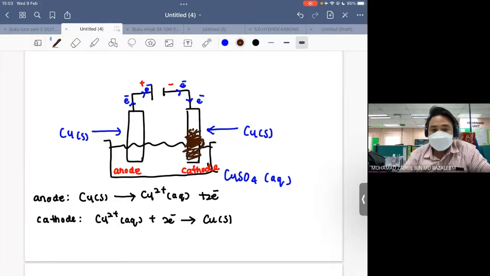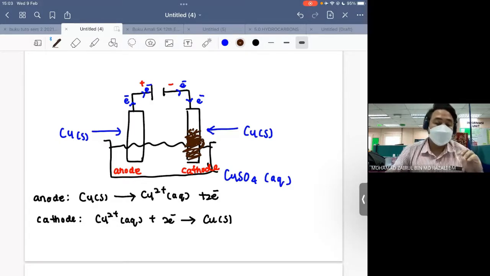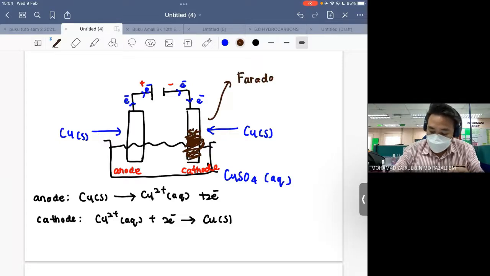So sekarang ni kita boleh determine berapa je exact mass of the metal yang terhasil through the electrolysis process ni. Cara nak determine dia adalah by referring to the Faraday's law.